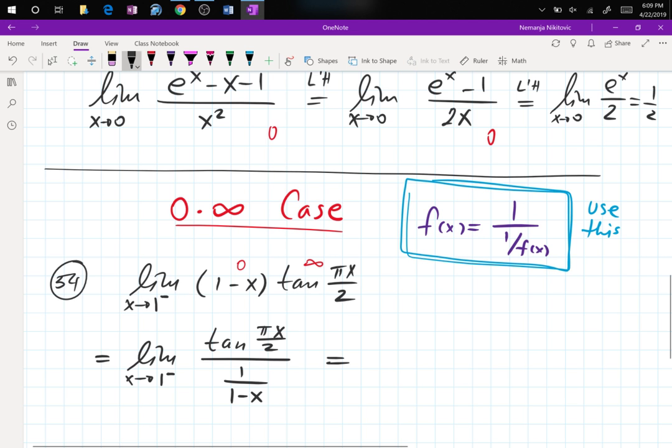Now if you check your L'Hopital rule, you have infinity divided by infinity, which is the indeterminate form, and we can just use our derivatives. So this one trick, a single trick, transforms 0 times infinity into either 0 over 0 or infinity over infinity. So now, unleash L'Hopital.